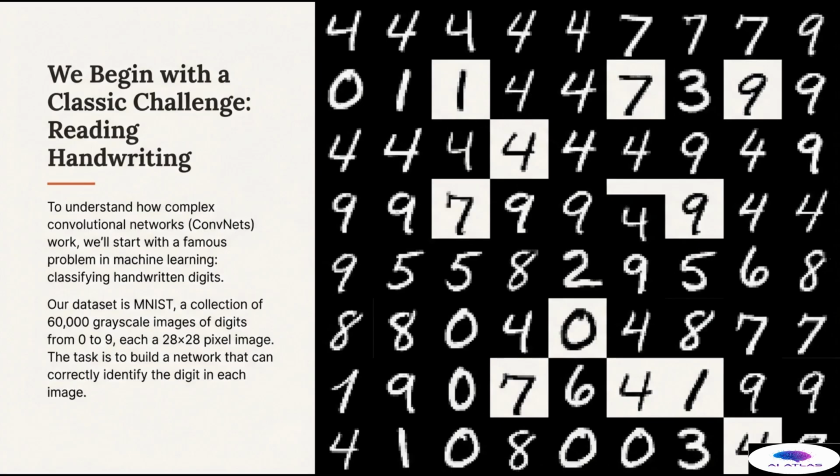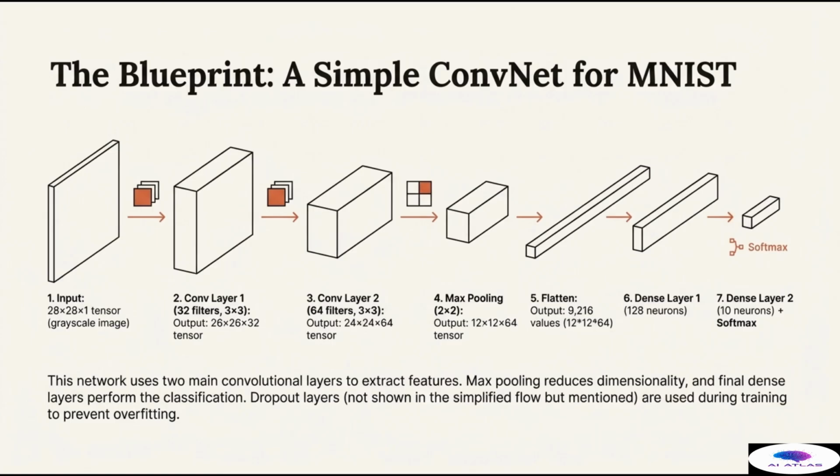By mastering this fundamental task, we can then confidently scale our understanding to the massively complex models used in real-world applications. Our path forward is defined by this 7-step blueprint, which outlines a simple yet powerful ConvNet tailored for the MNIST challenge. We start at step 1 with the input, a 28 by 28 by 1 tensor, representing our single grayscale image. The real magic begins in the convolutional layers. Step 2, Conv Layer 1, uses 32 filters, each 3x3 pixels, to extract basic features like edges and corners. This results in a slightly smaller 26 by 26 output, but with 32 feature maps deep.